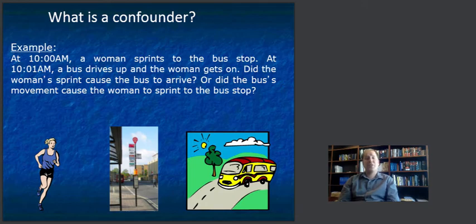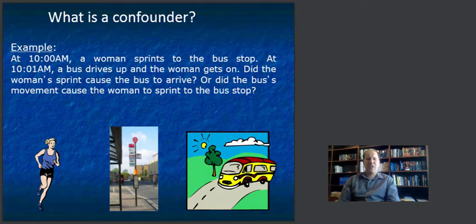Or maybe we could ask the reverse causation question. Remember in the last class we talked about directionality. Perhaps the bus's movement caused the woman to start sprinting to the bus stop. Some of you might say, yes, that's the case. The woman saw the bus coming, and because she was behind, she started running as she saw the bus coming on. Let's pretend that the woman didn't see the bus. And conversely, the woman's sprint obviously didn't cause the bus to arrive. What is the cause of the fact that the woman sprinted and the bus arrived?